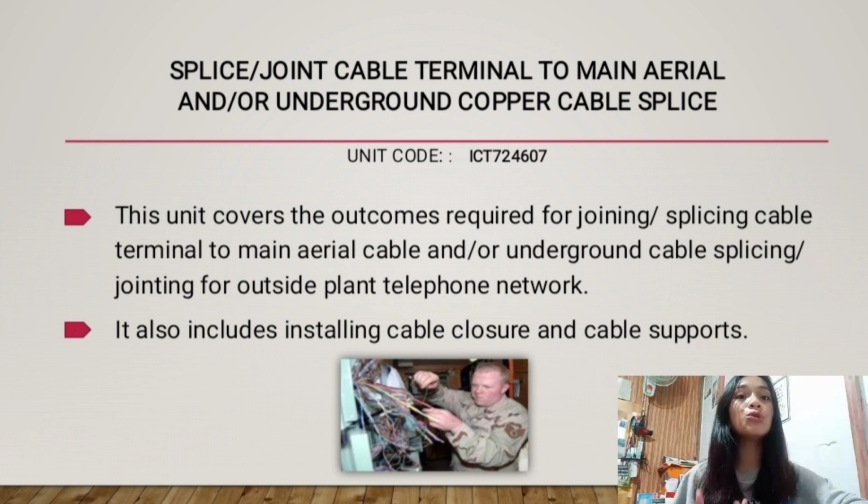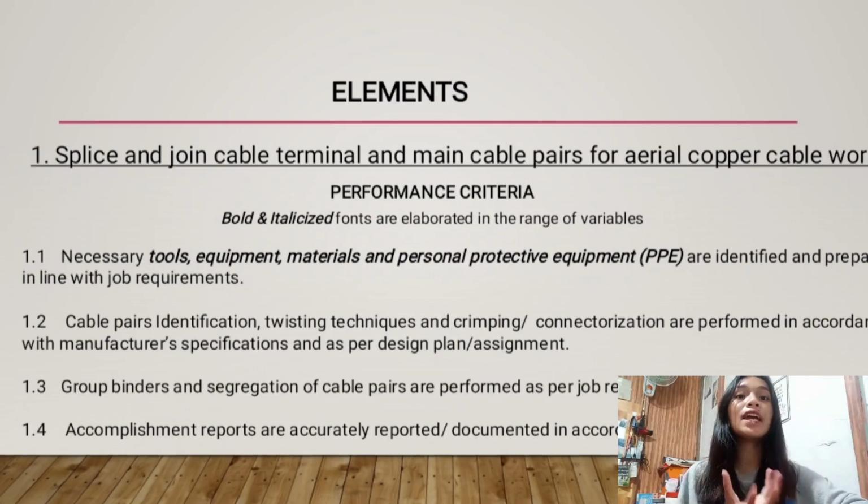It includes installing cable closure. These are our unit competencies, or the topic and its elements. The first element is to split and joint cable terminal and main cable pairs for aerial copper cable works. These are its performance criteria. Note that the bold and italicized fonts are elaborated in the range of variables.